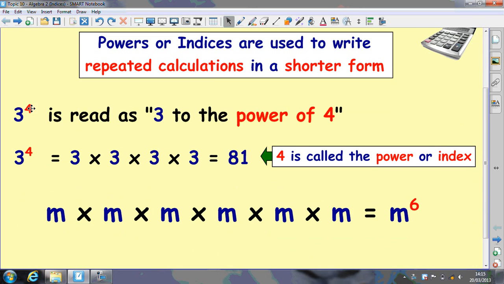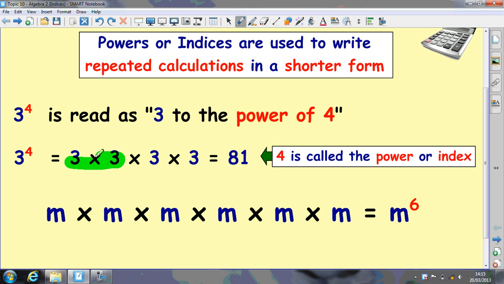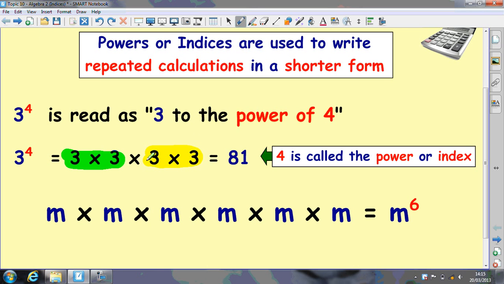So here we have 3 to the power 4. That's read as 3 to the power 4, or 3 times 3 times 3 times 3. And if you typed it into your calculator, you'll get an answer of 81. Another way to look at it is this bit comes to 9, and this bit comes to 9. So 9 times 9 is 81.